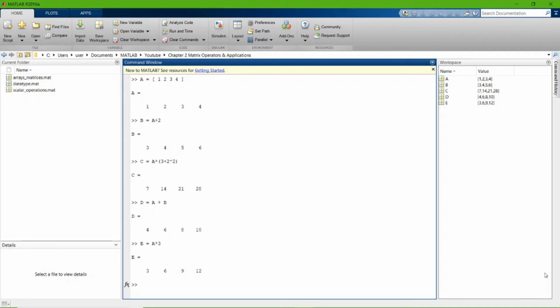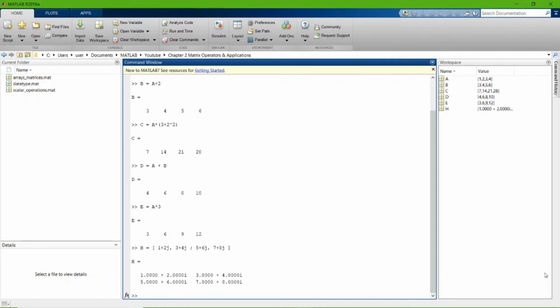Similarly, let's define a complex matrix H as 1 plus 2j, 3 plus 4j; 5 plus 6j, 7 plus 8j. So here is the matrix. We will perform the conjugate transpose operation. We will define a new matrix K and do the transpose operation.